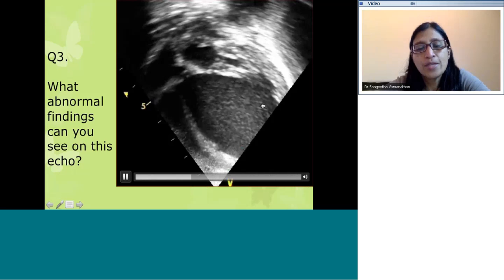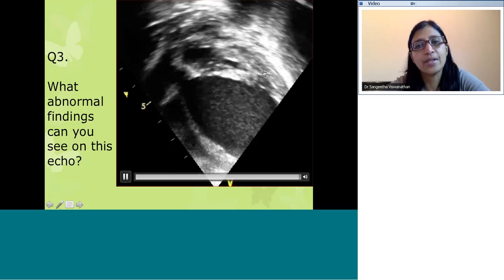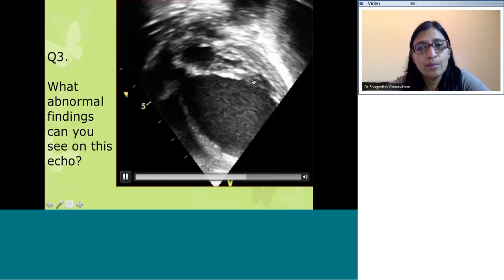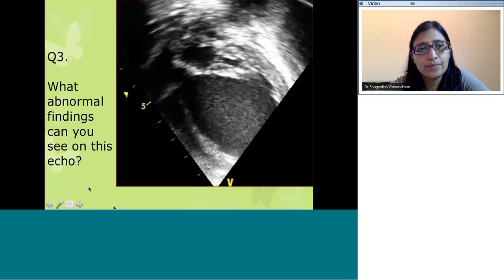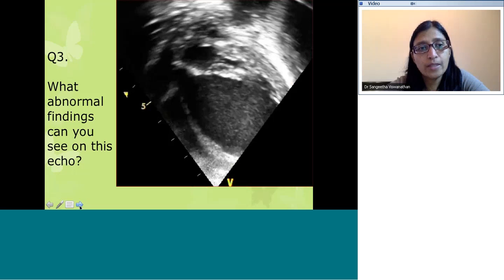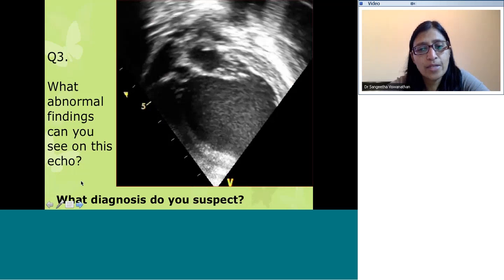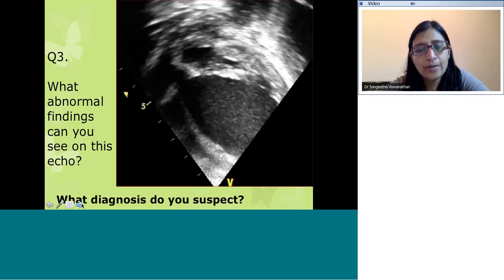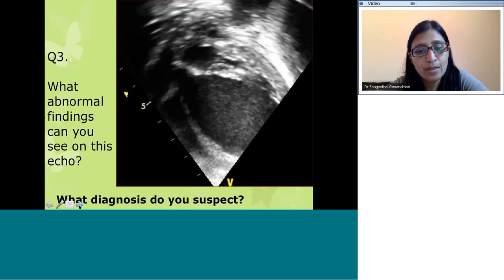And what else can you notice? Anything else striking? Of course, the gain in the entire picture is a little on the higher side. What are these? No idea? Okay, let's move on to the next slide. Okay, you're saying the endocardium looks a little bright. Like I told you, the gain is set a little high on this echo, so it's sort of whiter than normal.